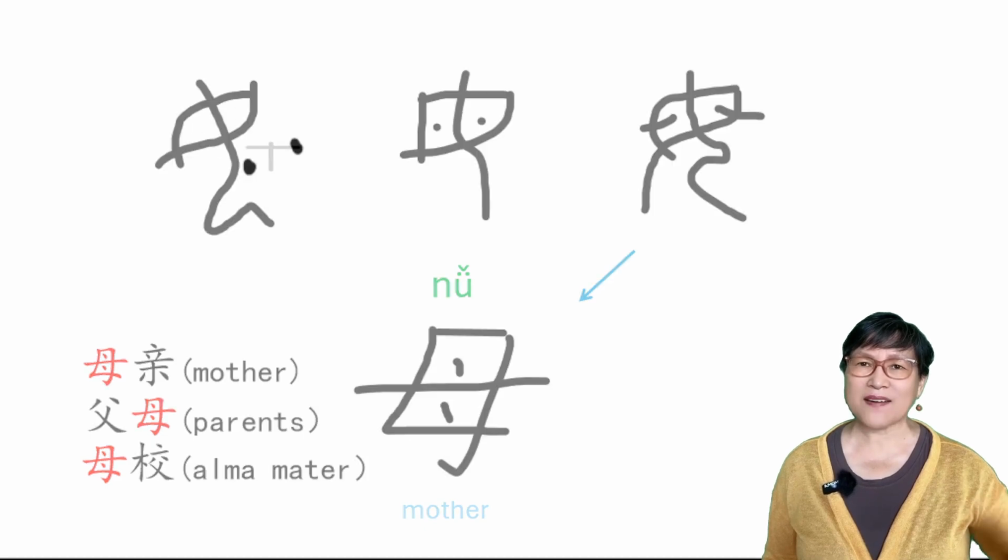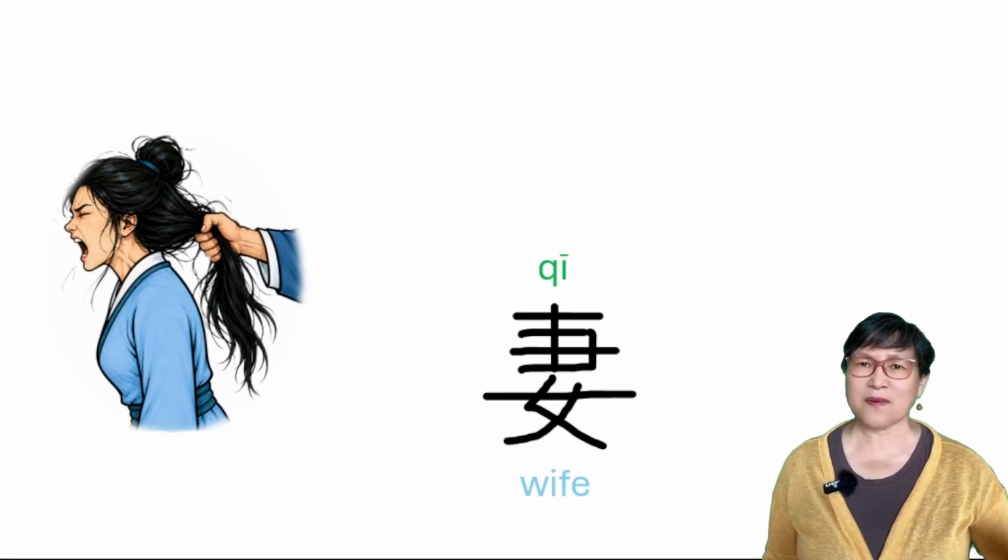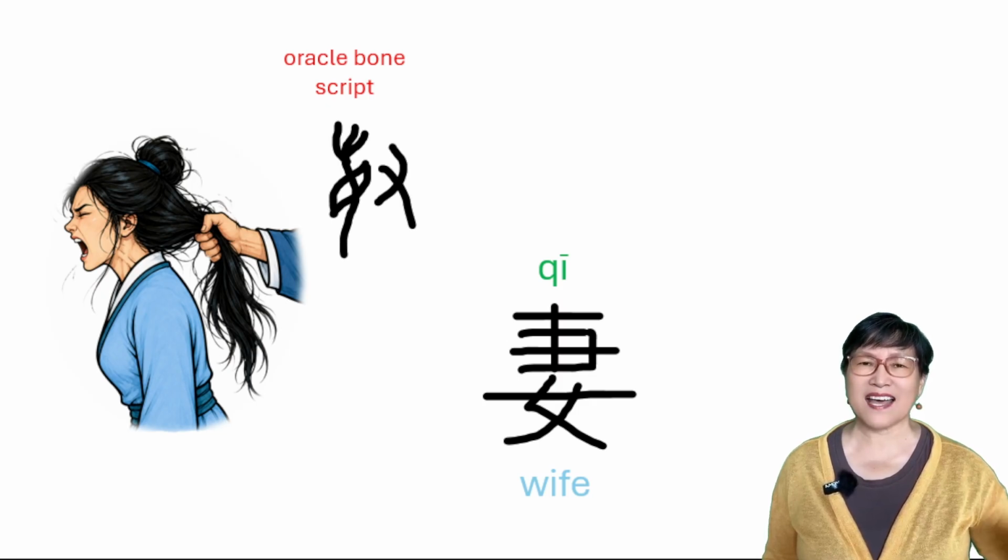This is another character related to women, 妻, meaning wife. The character 妻 is a meaning combined character, or compound ideograph. Its earliest form was created from the image of a woman being grabbed by her hair. This part represents a woman with hair, and this part represents a hand.